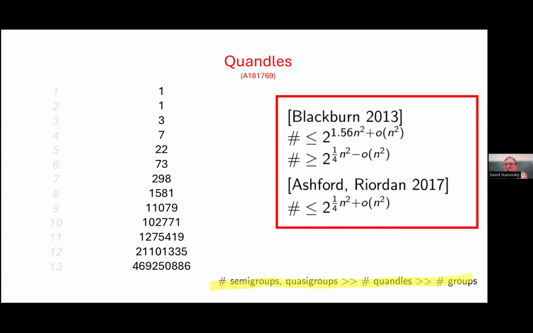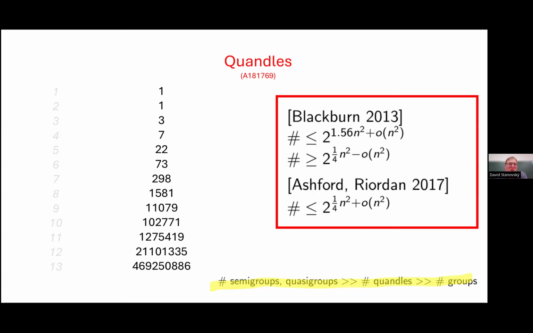So note that there's way more quandles than groups. Well, not surprising. So the number of groups is quasi-polynomial, right? This is 2 to the n squared actually with some constant, but it's also way less than the number of semigroups or quasi-groups. In that case, it was 2 to a constant times n squared. Now we have just 2 to a constant times n squared. So the growth is certainly slower.